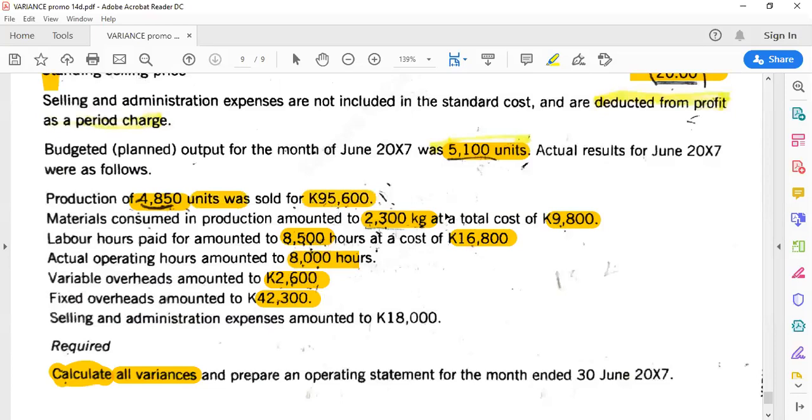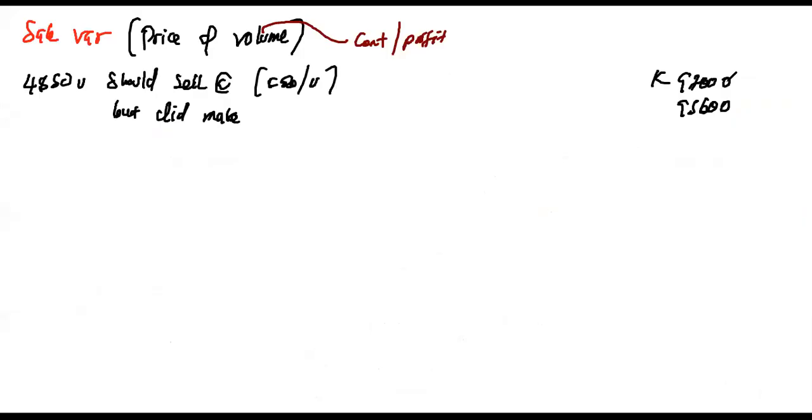We made that much. So is it a good thing or a bad thing? We made 95,600. Do you think it's a good thing or a bad thing? No. We made less than we should have made. So what is our price variance there? 1,400 adverse. We sold at a price lower than we should have sold it at.